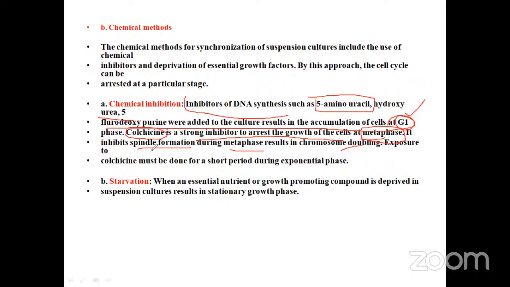Another chemical method is starvation. Starvation means that essential nutrients or growth promoting compounds are deprived in the suspension culture. As a result, it enters the stationary growth phase. For example, in a liquid nutrient medium, several nutrients are present, which are utilized by the cells and growth takes place. So if we remove some of the nutrients from the medium, what happens? There is no nutrition to grow the cells, to grow the culture. Now it enters the stationary phase. That means all cells reach stability. That is called starvation. So this is the chemical method.